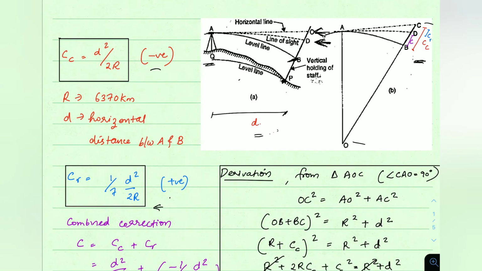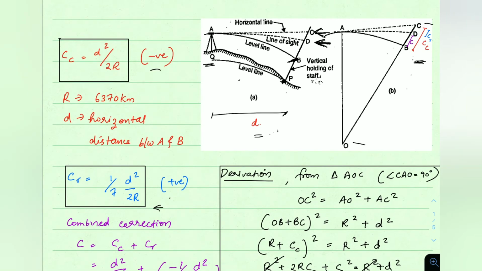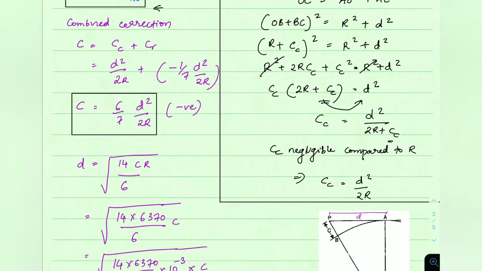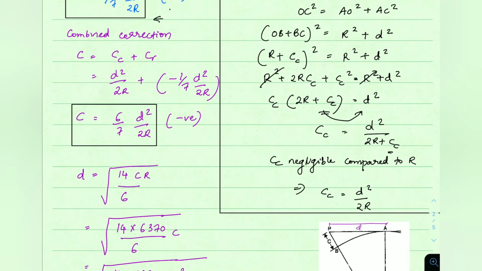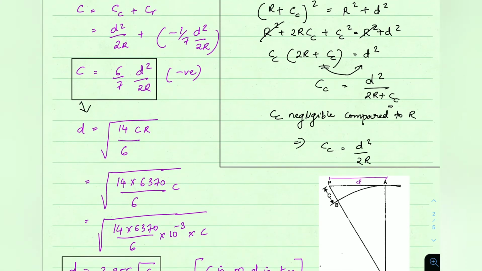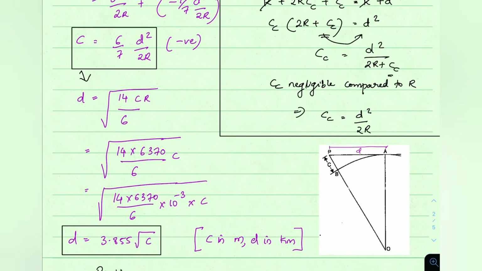Then we have capital R, the radius of Earth, that is 6370 kilometers. You just have to remember this much. And here there's another important thing. If you rearrange this equation for C, if you put a value for D, you will get root of 14 CR by 6. Everything here is in kilometers. So rearranging that, R is 6370 kilometers.